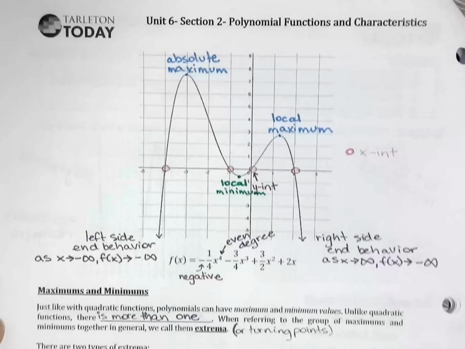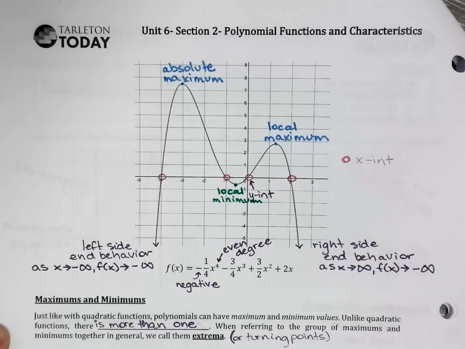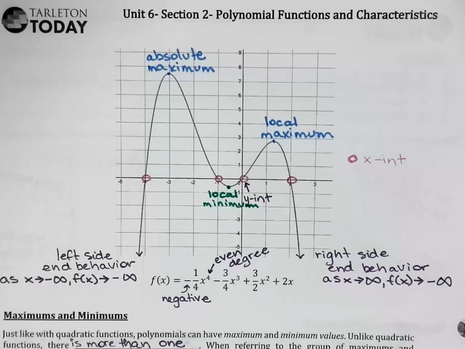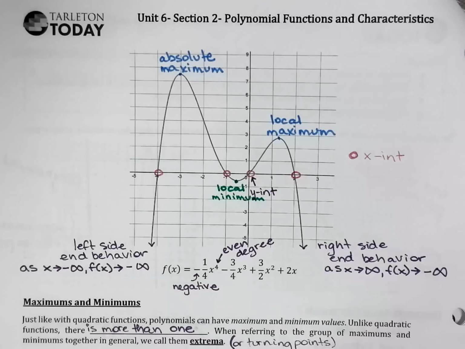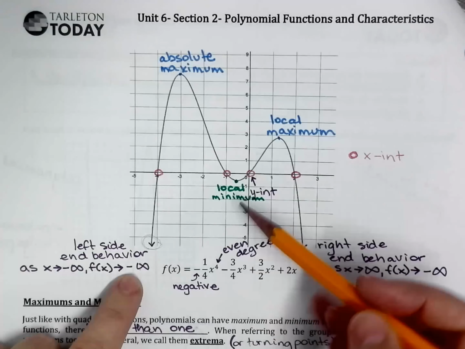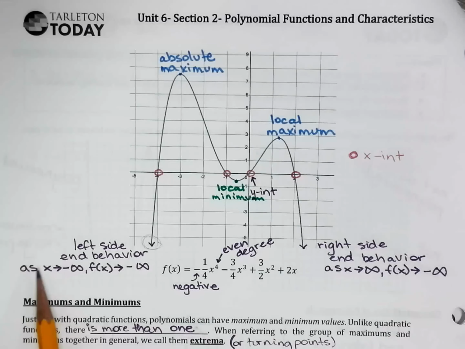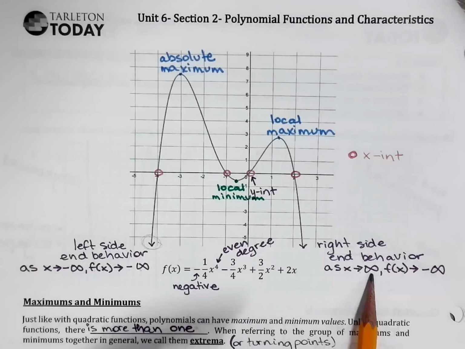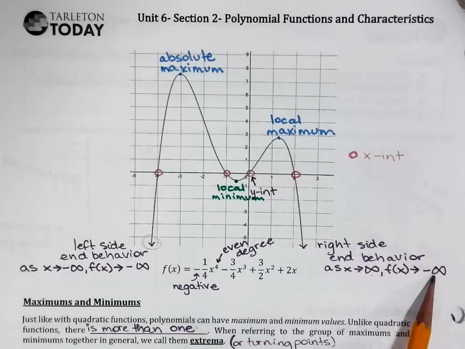So here's another one. We're going to start talking about the left and the right side end behaviors, just because I'm going to try to follow the same order. So the left side end behavior, I'm looking at this right there. So as x approaches negative infinity, because it's going to the left, then f of x, or y, approaches negative infinity. Well, it's going down towards the negative side of the y. So as x approaches negative infinity, then f of x approaches negative infinity. The right side end behavior, as x approaches positive infinity to the right, then f of x approaches negative infinity.